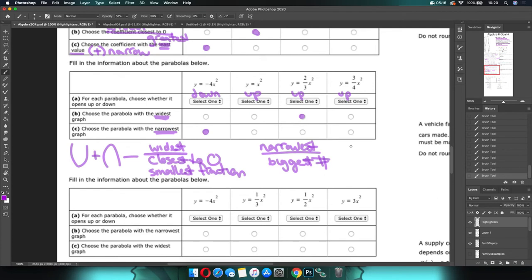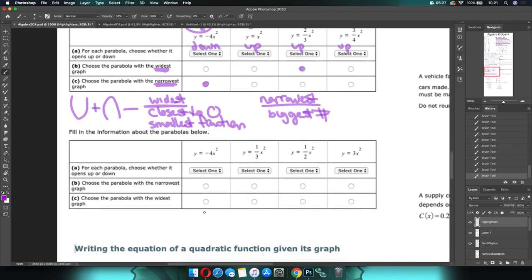If I'm looking at regular x squared, it looks like that. If I look at negative 4x squared, it looks kind of like that. So obviously that one is my narrowest, and that's what we're going to be going for. One more take. Scroll down a little bit here.